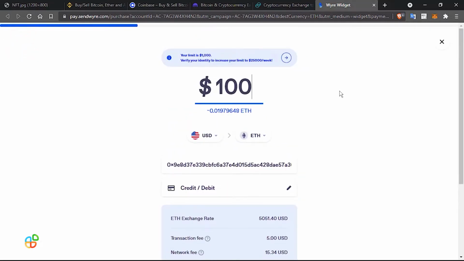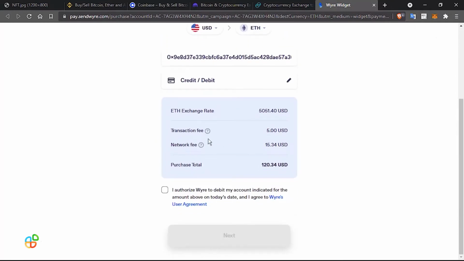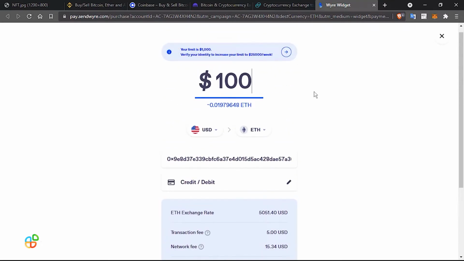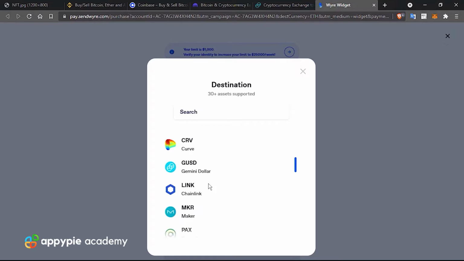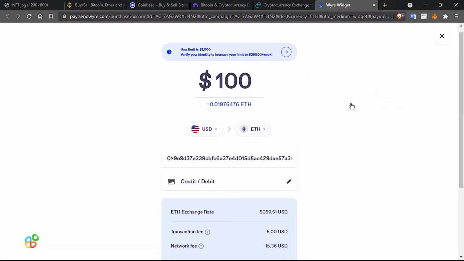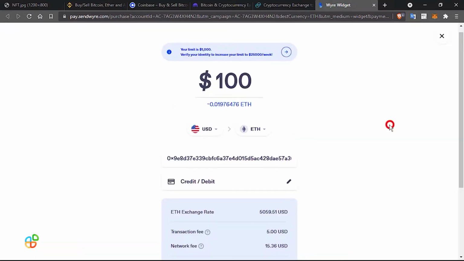So that's one thing. And now we need to see this. Our maximum limit is $1,000 in one transaction. So you can see here, for every transaction you are going to buy any Ethereum or any other cryptocurrencies. You can select here to change it to any other cryptocurrency, like here is Bitcoin, USDC, and you can see here there are many. Currently this is selected to Ether or Ethereum.